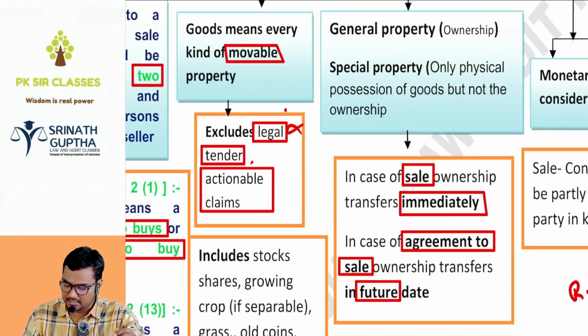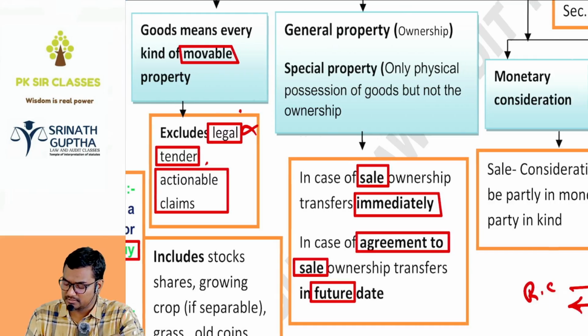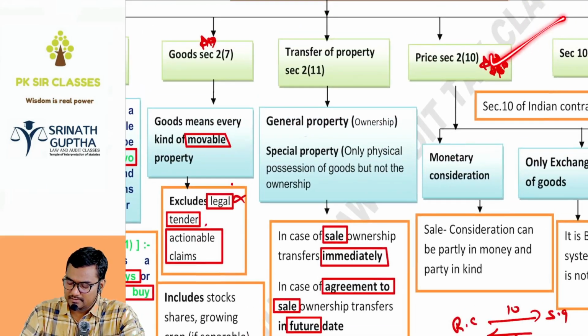In case of sale, ownership will transfer immediately. In case of agreement to sell, it will transfer on a future date, subject to fulfillment of condition. In our example, mileage must be more than 40. And there must be price.